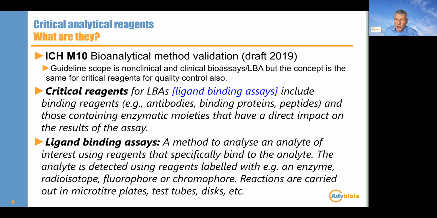So M10 is in draft at the moment. I think it might even still be available for comments. It's at step 2 of the ICH process, so it's not really come into force yet. It describes ligand binding assays as anything that specifically binds to an analyte. So you can see why things like ELISA are obvious examples, flow cytometry as well, but also enzymes. It could include things like restriction enzymes or other enzymes used for peptide mapping, if you happen to do that sort of thing, which most of you won't.